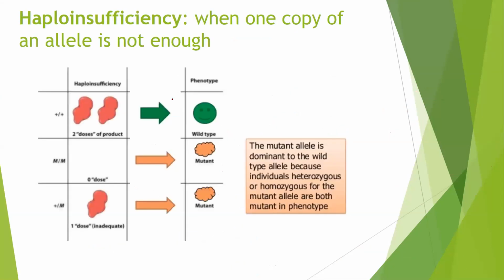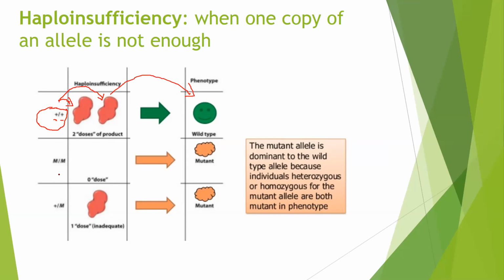This is a different model. This model shows the haplo-insufficient. All right, let's look at this model. So this is the wild type, a normal individual. This individual has two functional alleles, wild type, and both of these alleles can produce one dose of the protein here, and the aggregation of this protein product can produce the wild type phenotype here, right?